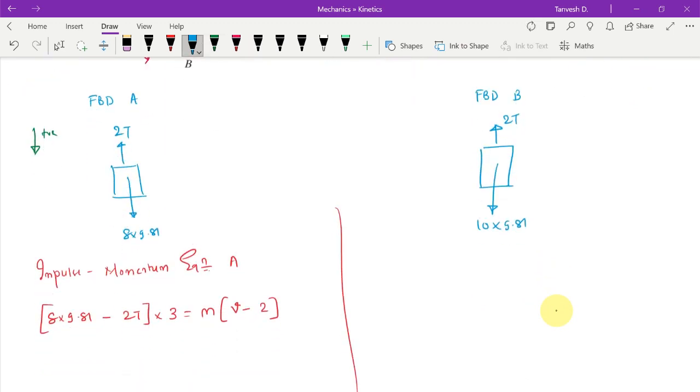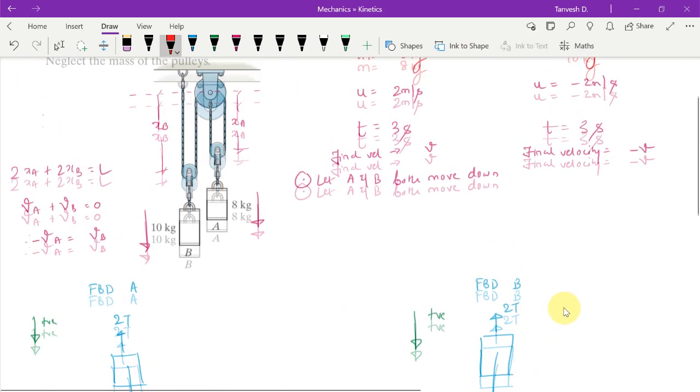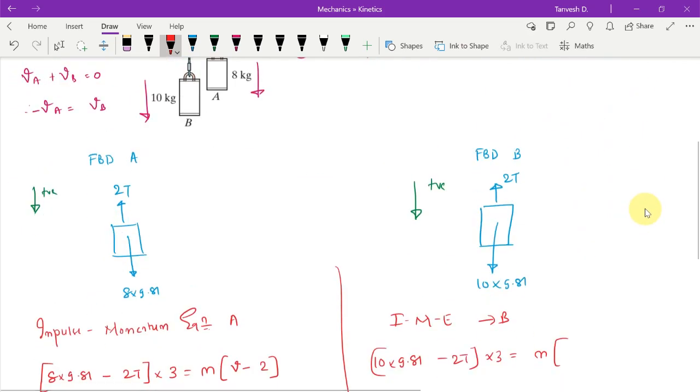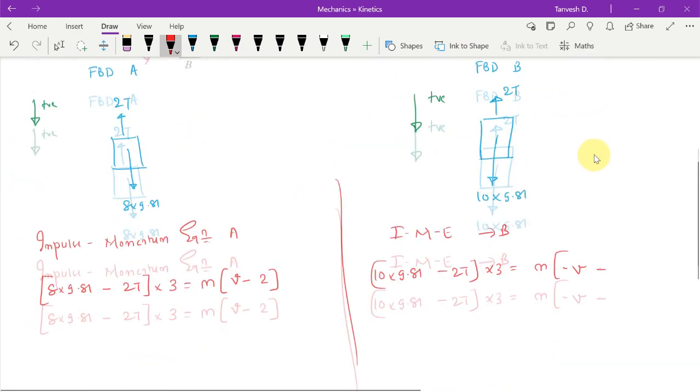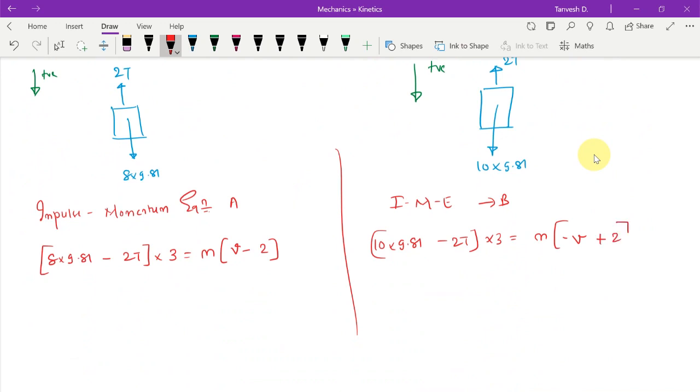And the impulse momentum equation, I'll just write IME for B, would be, now again here we are considering the downward motion, so downwards are positive. Therefore, the impulse momentum equation for B will be 10 into 9.81 minus 2T into 3 is equal to m into (v minus u) for B. So v, the final velocity, is minus v, you can see here, minus v minus u, which is again minus 2. So this will become plus 2 here. This is the impulse momentum equation for B.